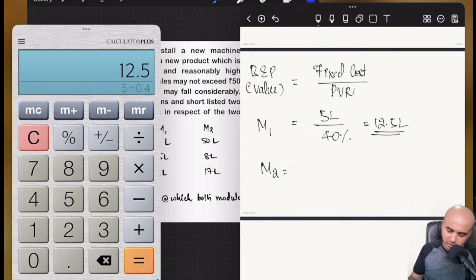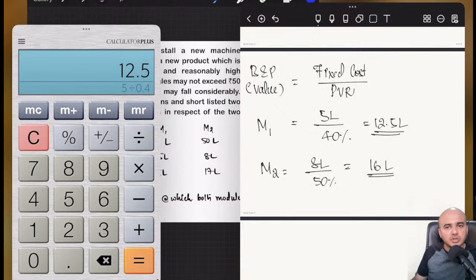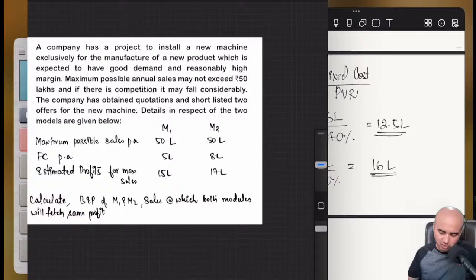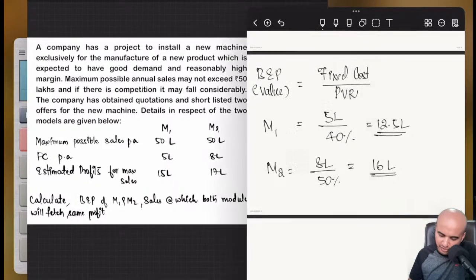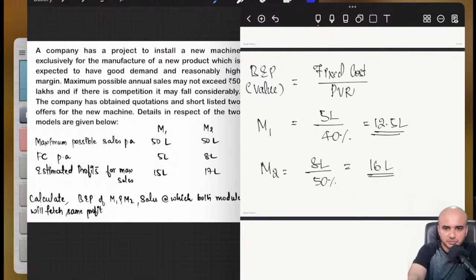Whereas in case of machine 2, how much was the fixed cost? 8 lakhs, no? 8 lakhs by 50%. That is easily done. If 50% is 8 lakhs, then how much would be 100%? That would be 16 lakhs. So in case of machine 2, if you achieve a sales of 16 lakhs, you will end up in a zone where you are neither earning profit nor incurring any loss. That is the thing. I hope it is clear. Let me know if there is any doubt. Fine, let's move on then.